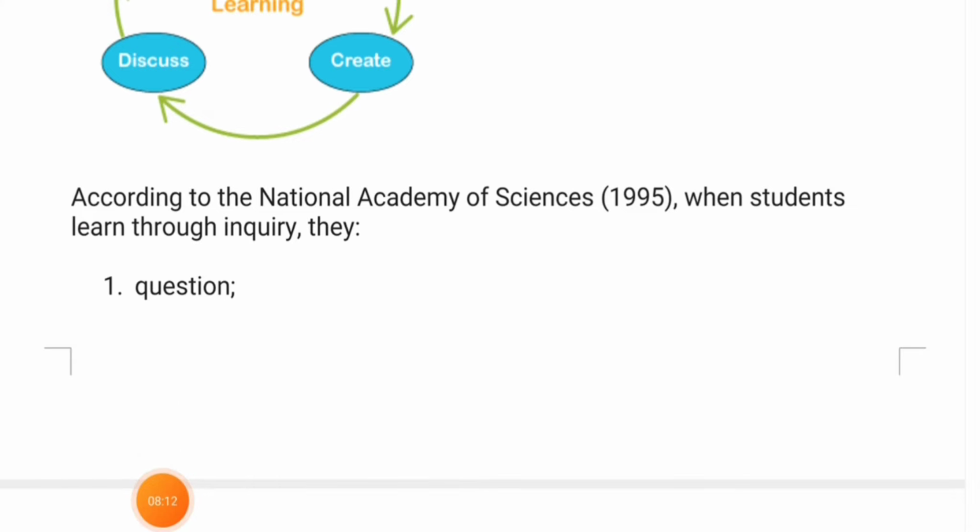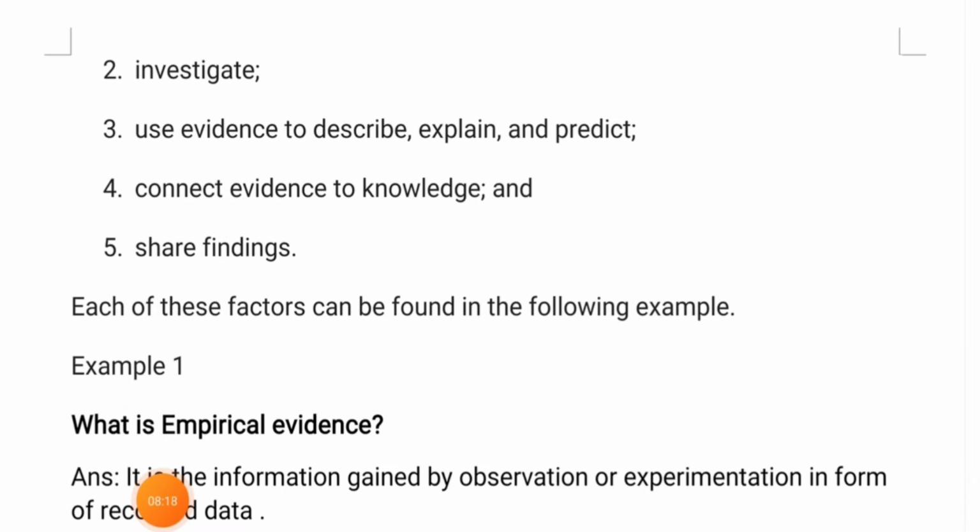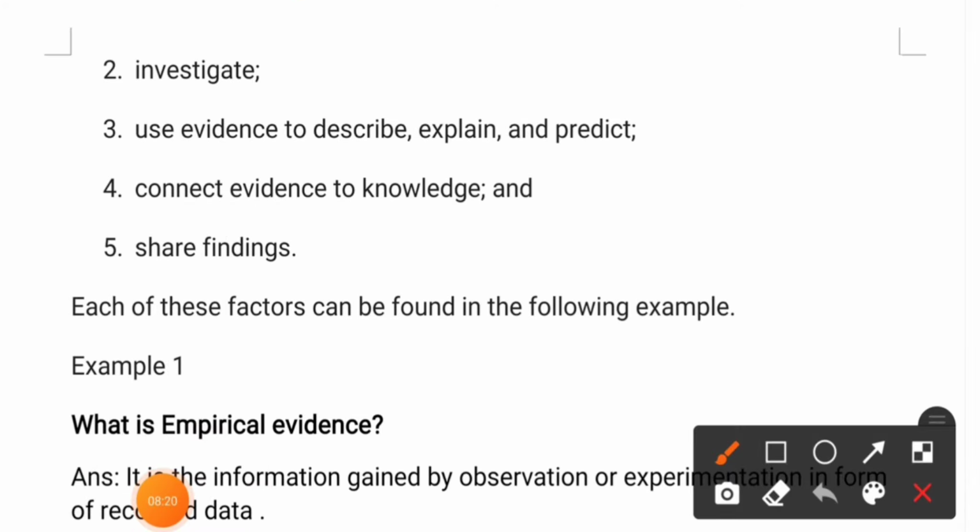Now, according to the National Academy of Science 1995, when the students learn through inquiry, they question, they investigate, they use evidence, meaning proof, to describe, explain, or predict. They connect evidence to knowledge and they share findings. Each of these factors can be found in the following examples here.